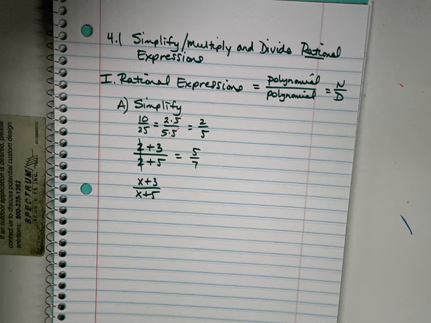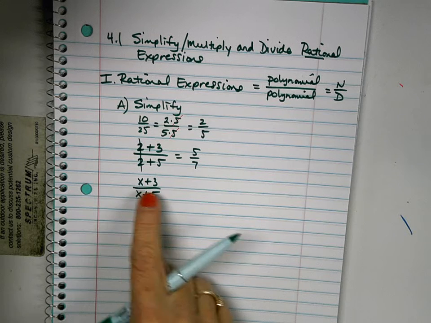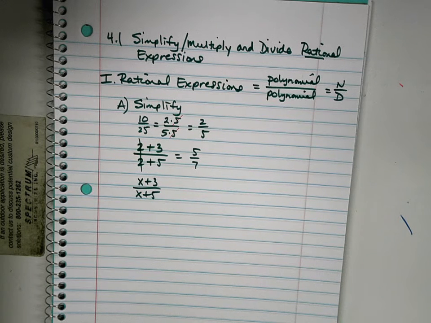Now, if I had x plus 3 times x plus 2 and then x plus 3 in the denominator, and I could cancel the whole thing, that's legal, okay? But you have to be able to cancel the whole part here, the x and the 3 tied together by that plus sign. Got to be able to cancel the whole thing, okay?